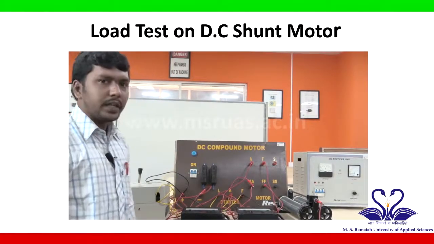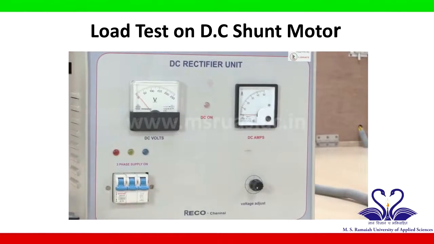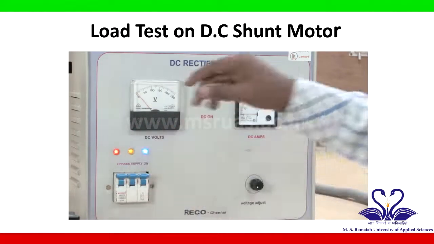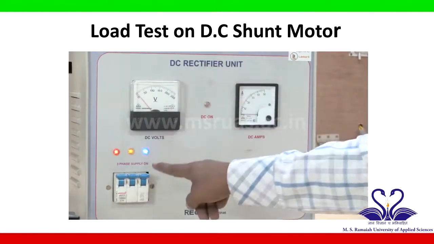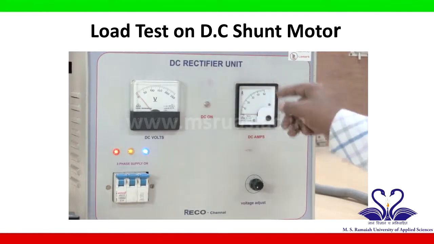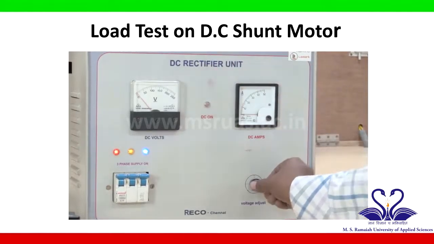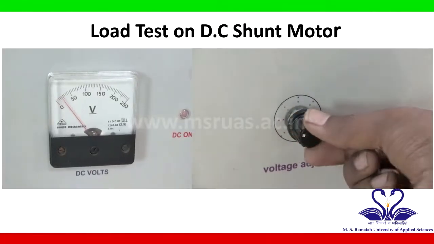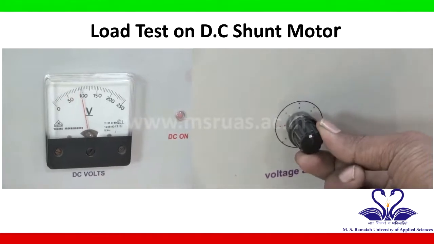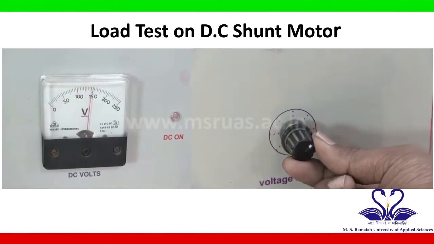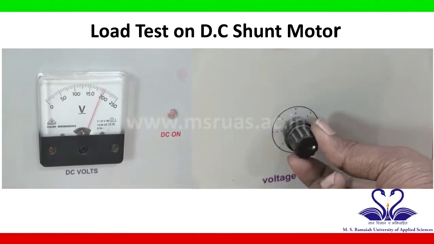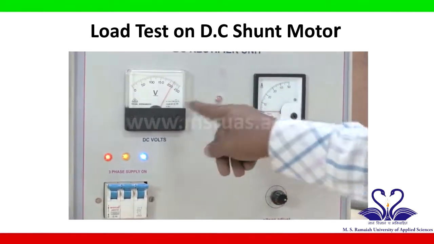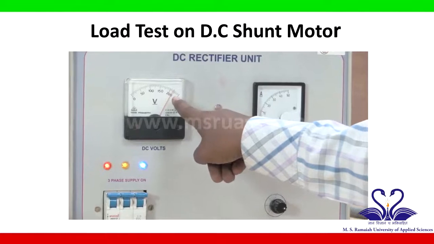Now let us start the conduction of the experiment. Now switch on the supply to conduct the experiment. Now this is the rectifier unit, the AC is converted to the DC. Now adjust the voltage knob to apply 220 volts. You can adjust this value on the voltmeter to get the 220 volts.